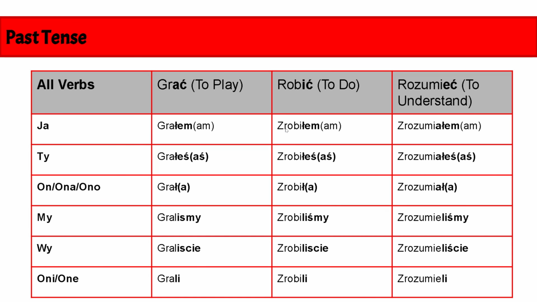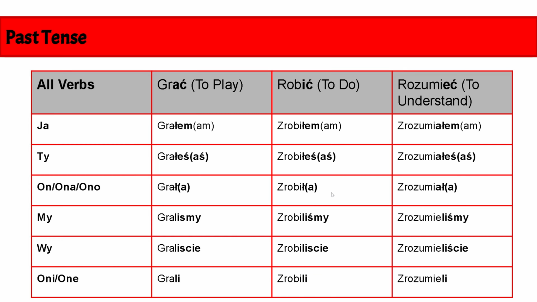So again, I'm going to go down through the list. Ja zrobiłem, ja zrobiłam, if it's a girl. Ty zrobiłeś, ty zrobiłaś, if it's a girl. On zrobił, ona zrobiła, ono zrobiło. My zrobiliśmy, wy zrobiliście, oni, one zrobili. These three are going to be the same regardless of the ending. So my, wy, oni in the past tense, regardless of what verb it is, if it is regular, will have liśmy, liście, and li as the endings.